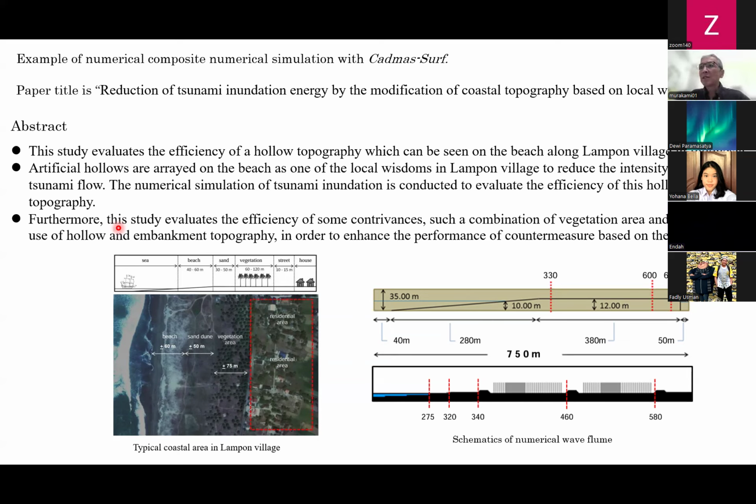Professor Fadli is actively conducting research into utilizing local wisdom in Indonesia to reduce tsunami disasters. One example of the result of his research is a reduction of tsunami inundation energy by the modification of coastal topography based on local wisdom. Maybe you already know this research output, okay?